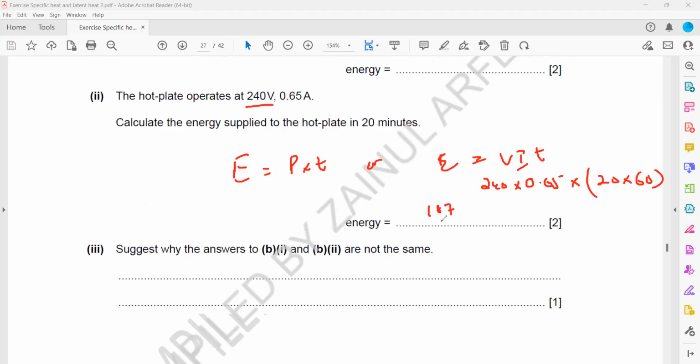So 187,200 joules. So why is our answer different here, between what we supplied and what is absorbed? 168,750, this was what we worked out, it was absorbed. And this is what we supplied. Why are they not the same? Because not all the energy is absorbed by the water. That's right. Some of the energy is lost to the surroundings. So what is supplied from the heater, some energy is lost to the surroundings.